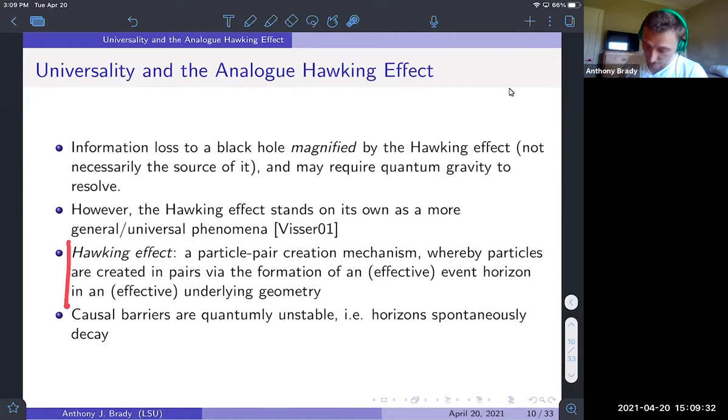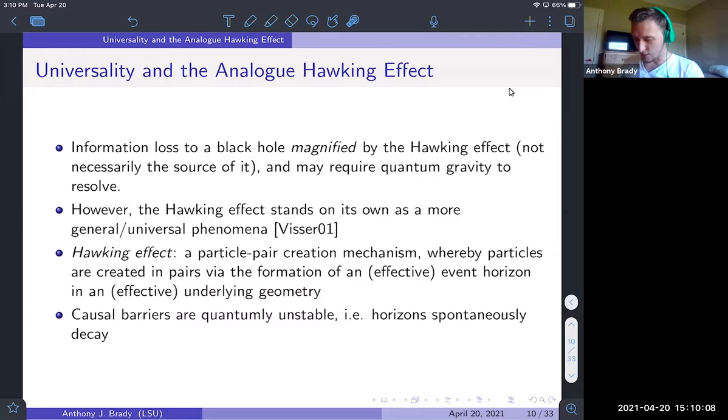So I'll define what the Hawking effect is. It's a particle pair creation mechanism. You can think of it as a two-mode squeezer, whereby particles are created in pairs via the formation of an effective event horizon in an underlying geometry. This is horizon-induced particle pair creation. This is the Hawking effect. What this is telling us, at least from my perspective, is that these causal barriers are quantumly unstable. So horizons spontaneously decay.